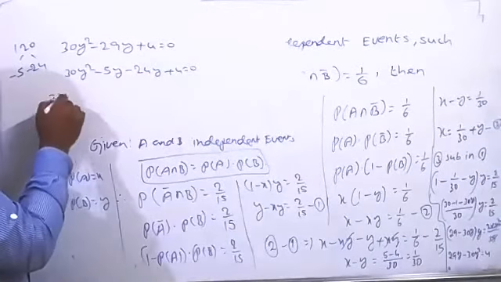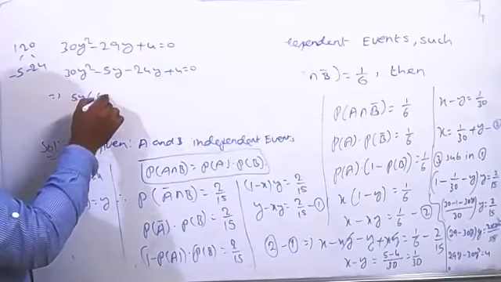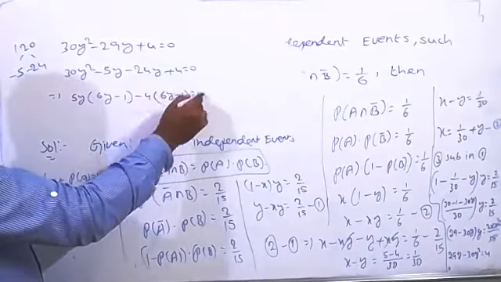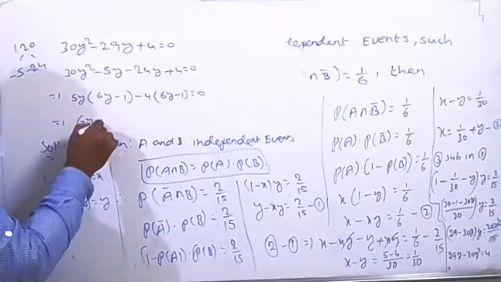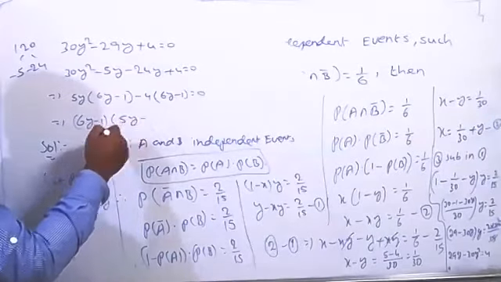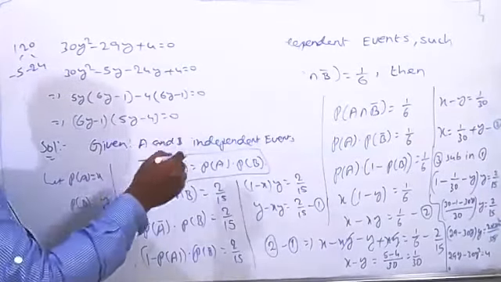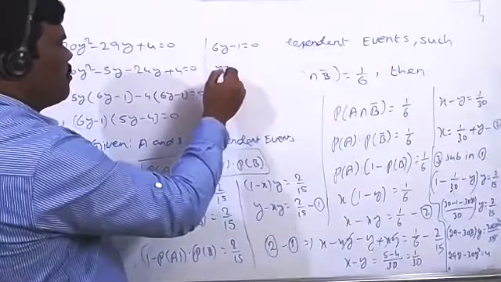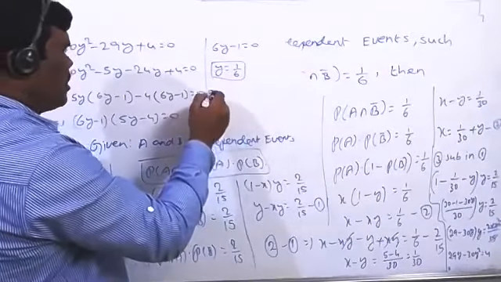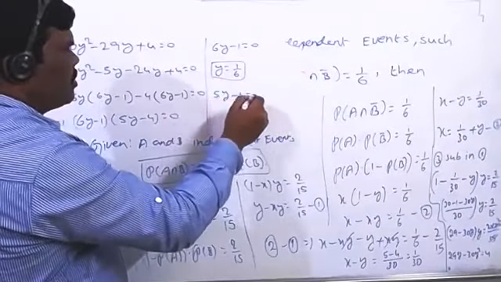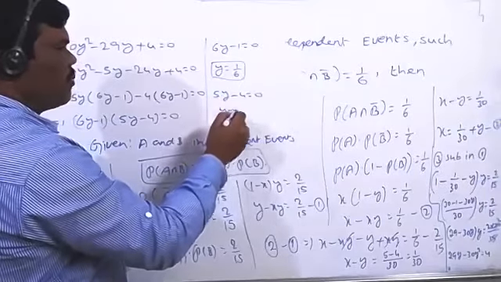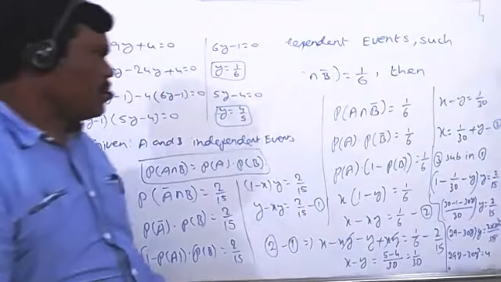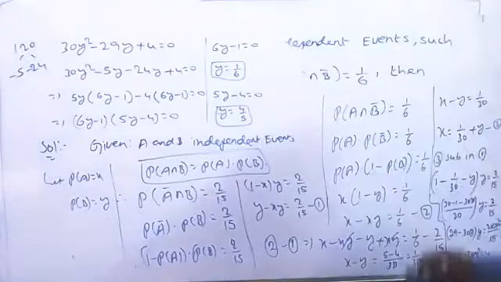Now from this, take 5Y in common, means 6Y minus 1, and take minus 4 in common, 6Y minus 1 is equal to 0. So the factors are 6Y minus 1 into 5Y minus 4 equal to 0. So 6Y minus 1 equal to 0 means Y equals 1 by 6. Next, 5Y minus 4 equal to 0 means Y equals 4 by 5. We got the two values. Now we take two cases, case 1 and case 2.